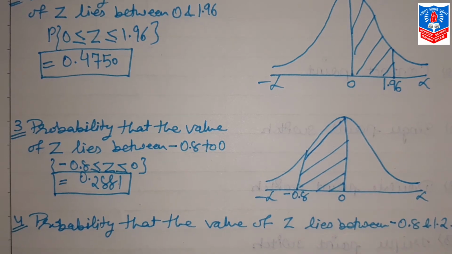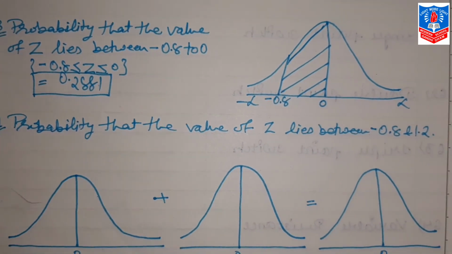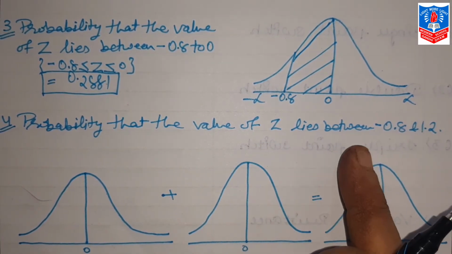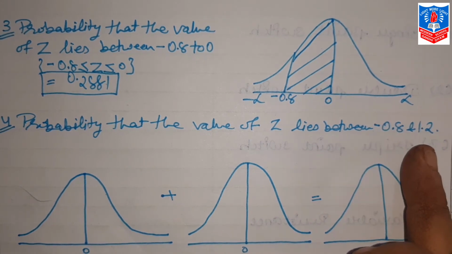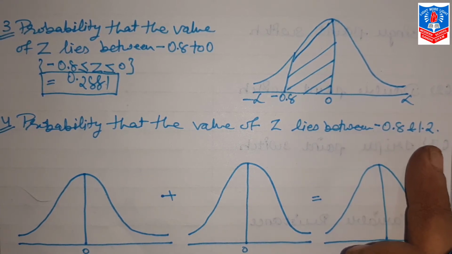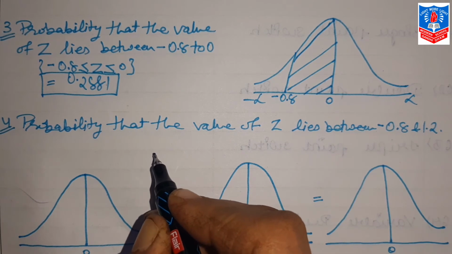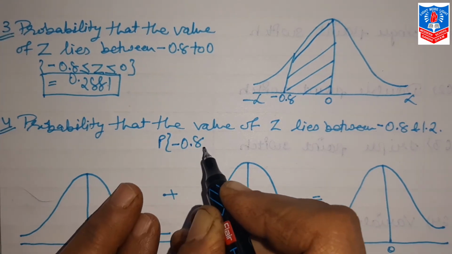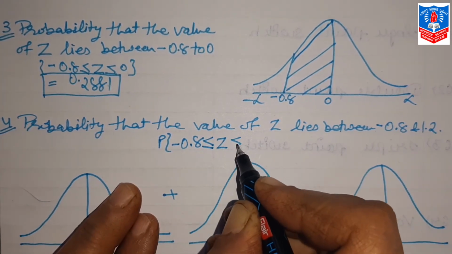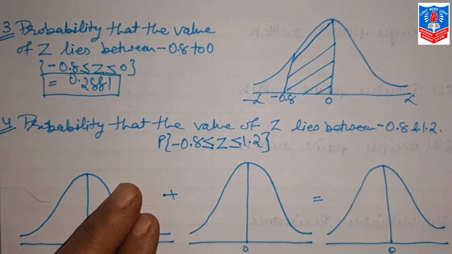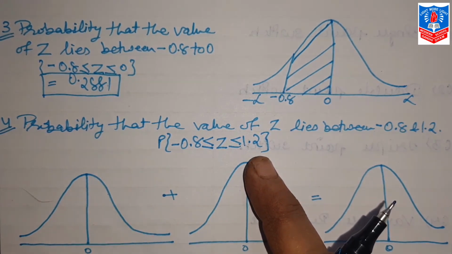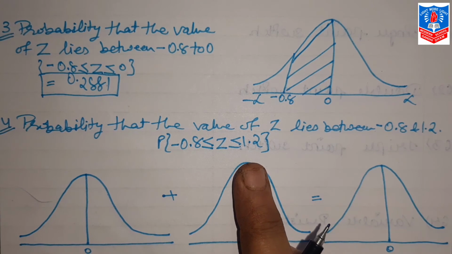Now come to the next, which is quite different. That is the probability that the value of Z lies between minus 0.8 and 1.2. Now how do we do this? First, if we write in symbolic form, it will be minus 0.8 less than or equal to Z less than or equal to 1.2. So this way from minus 0.8 to 1.2 we show it.